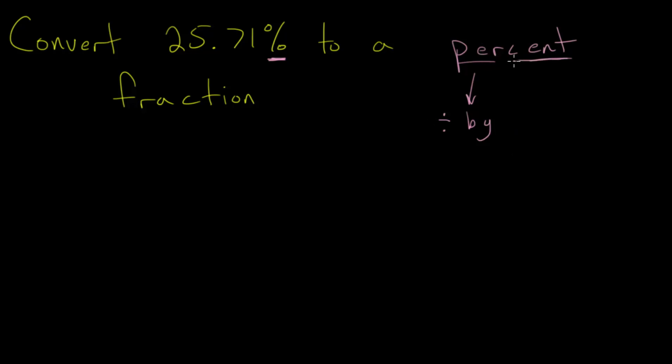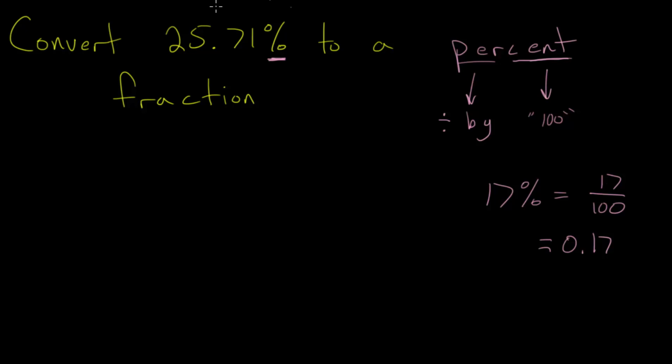And the word cent is the root word for 100. Think century, centennial, centurion. All of those have a meaning of 100 of something. So when we see percent, let's say 17%, this just means 17 divided by 100, or 17 hundredths, which we can write as a decimal, as 0.17.